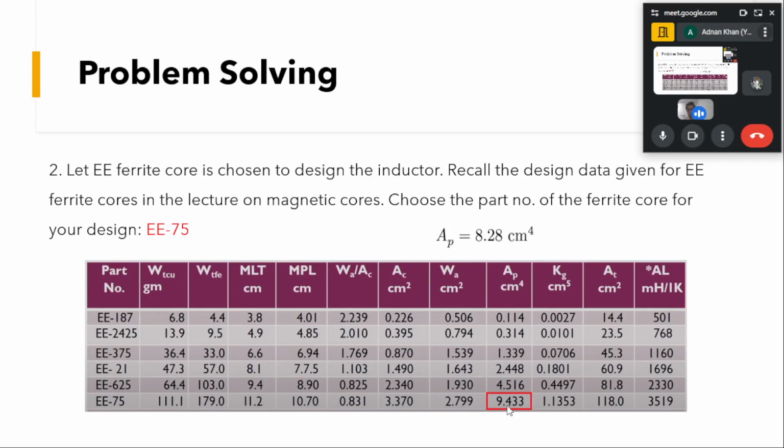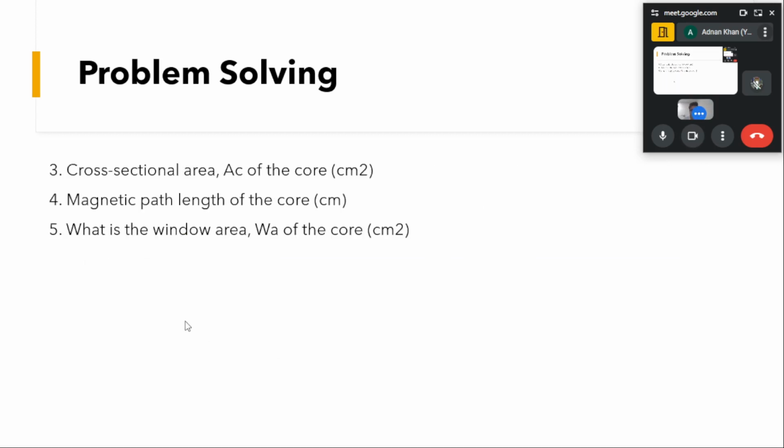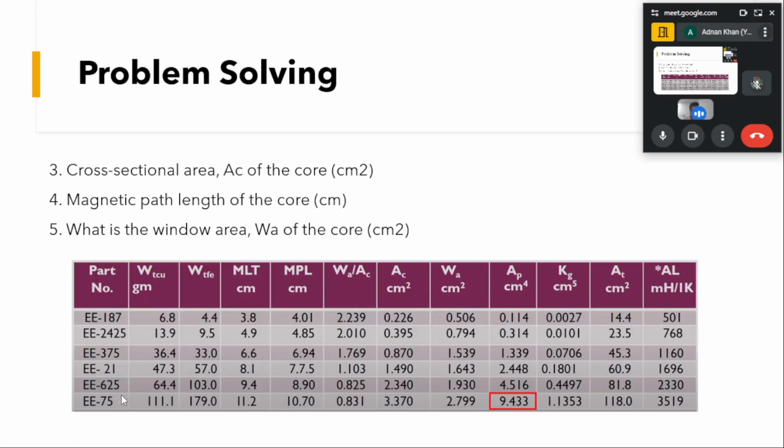The subsequent questions will be based on this EE75 core. Now it is saying, find the cross-sectional area of the core, the mean path length of the core, and the window area. We have chosen the EE75. AC is the core area, and you can see the core area is 3.370 centimeter square. The mean path length, MPL, is 10.70.